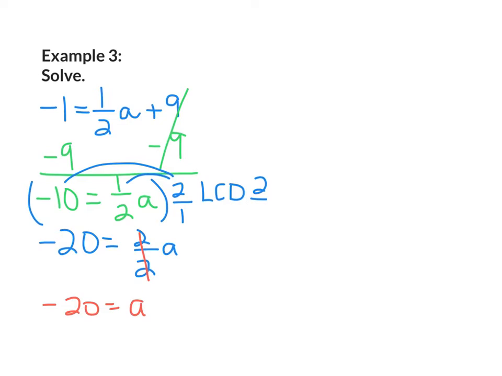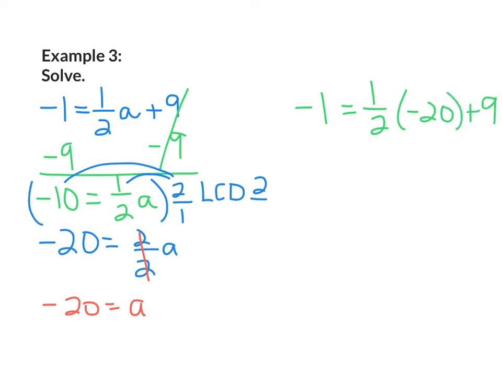However, I need to still go back and check my work, so I'm going to plug it into the original equation. So -1 = 1/2, and I know that a is supposed to be -20, plus 9.